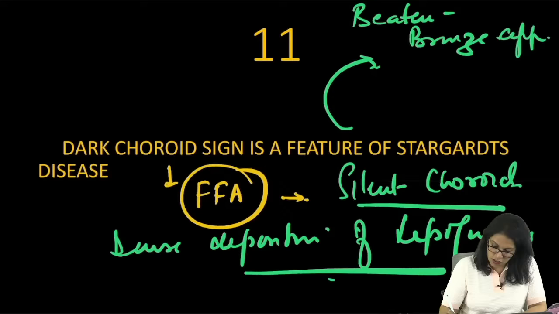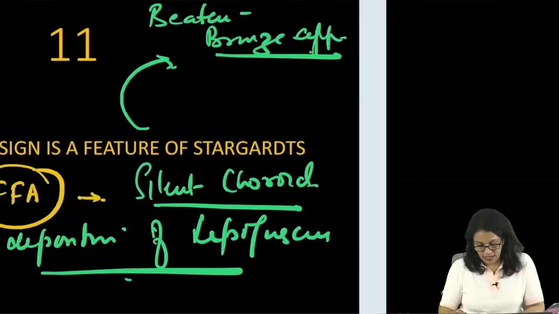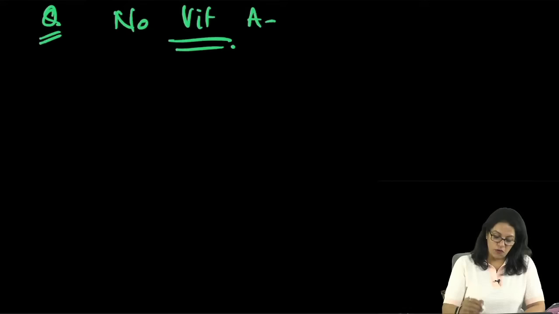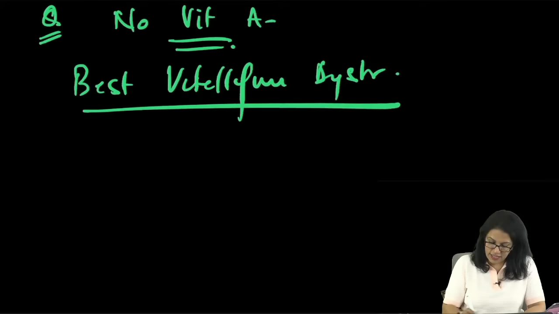Correct? Okay. Then, another important point that you should remember: you should not give vitamin A in Stargardt's disease because it promotes lipofuscinosis. And which is the other dystrophy you have learned very quickly? Best vitelliform dystrophy. Now, all of you, we will quickly revise question wise.